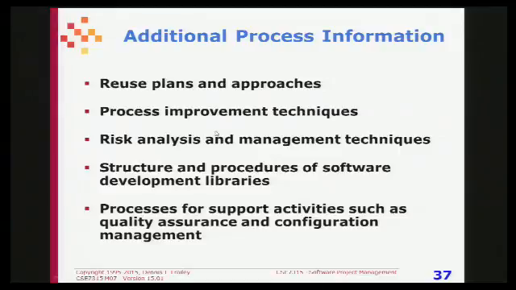Process improvement techniques. What are we going to do to learn how to do things better on the next iteration? Risk analysis. All the stuff related to risk management goes in the process category. Not identifying risks, but all the management of risks. What do we do when we have a risk? And the structure and procedures of our software development libraries. Where are we going to put software when it's finished? How are we going to make sure that we know which version of the software is needed for this version of the end product? Processes for all the support activities. How are we going to do estimating? How are we going to do quality assurance? How are we going to do configuration management?